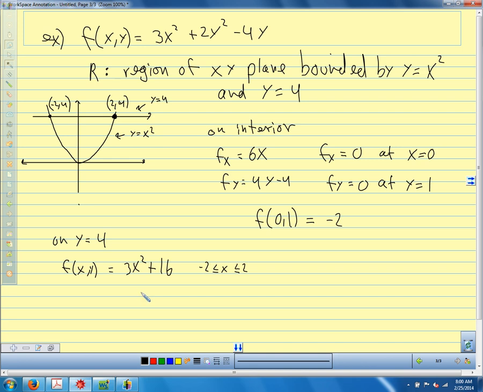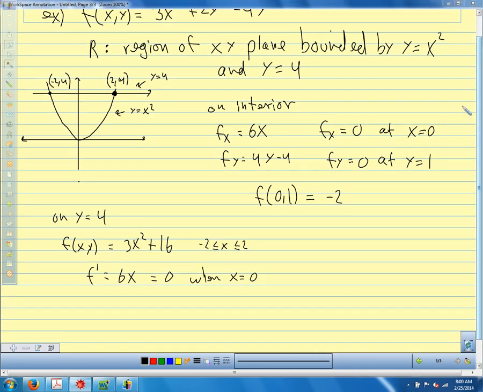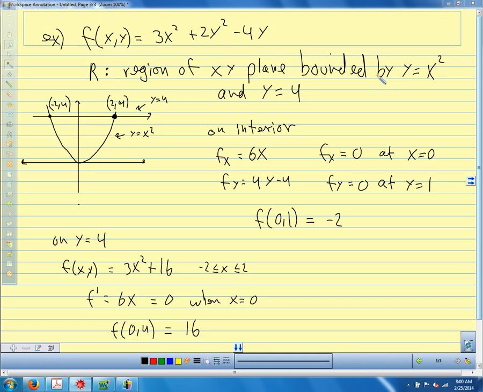And we're going to test, we're going to find the extreme values on that boundary. So we find f prime. F prime on the boundary is 6x, so it equals 0 when x equals 0. And we're going to plug in on the boundary (0, 4), and we get f equals 16. So I'm just plugging (0, 4) into my function.